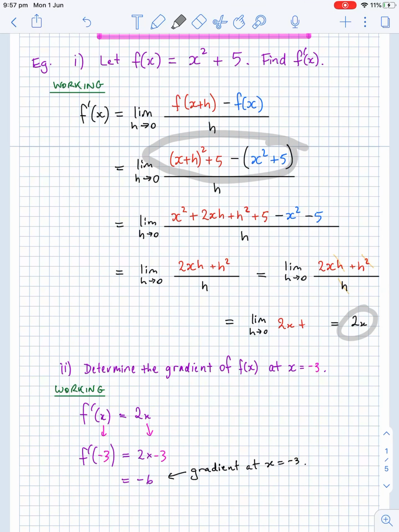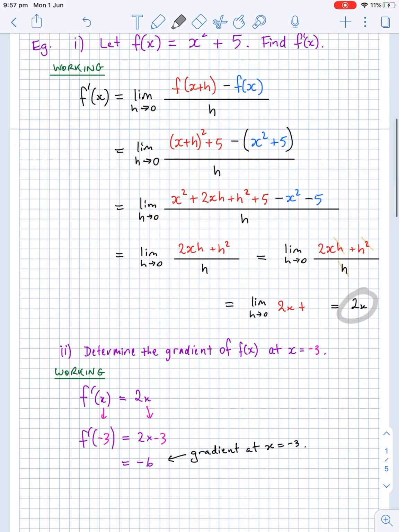Now to simplify this numerator, we want to expand these brackets here. Expanding this perfect square, you get these three terms. The plus 5 comes down, and we're minusing x squared, and then we're minusing the plus 5, so we get that minus 5. Like terms can go together. So our plus 5 and minus 5 will cancel. Your x squared and your x squared will cancel, and you're left with 2xh plus h squared divided by h.